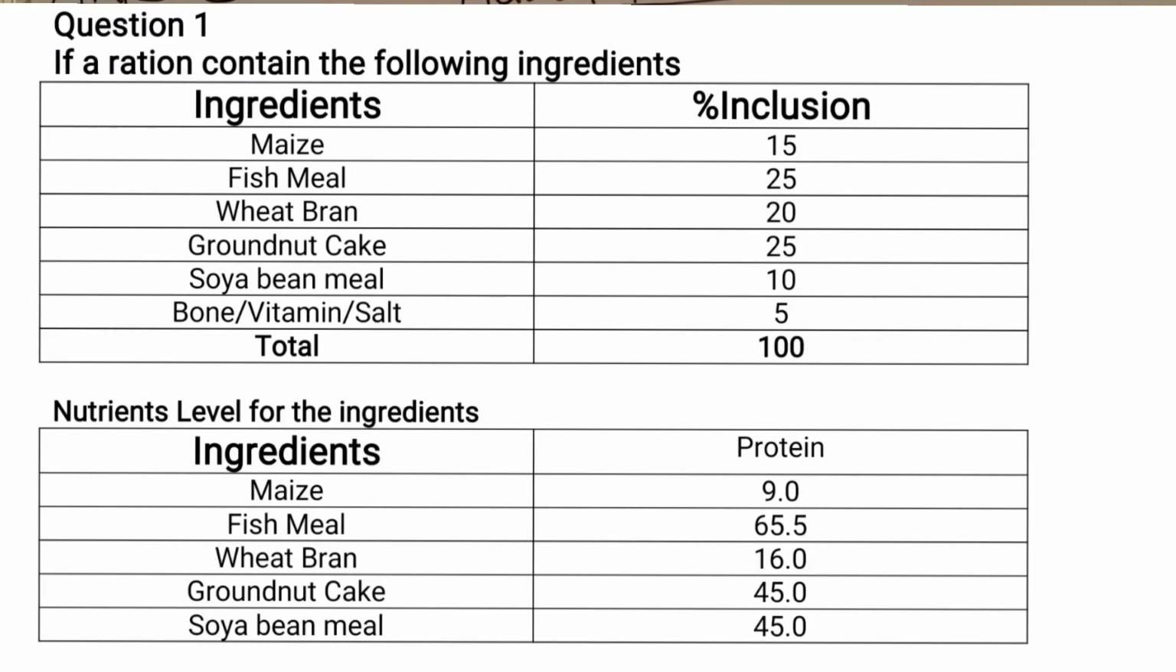In this class, we're going to talk about Ration Formulation. We're going to learn how to calculate the protein level of the diet. Okay, so we are given the question: if a ration contains the following ingredients, we have the maize, fish meal, wheat bran, groundnut cake, soybean meal, bone, vitamin, and salt, and we are given the nutrient level of each ingredient. We are asked to calculate the protein level.